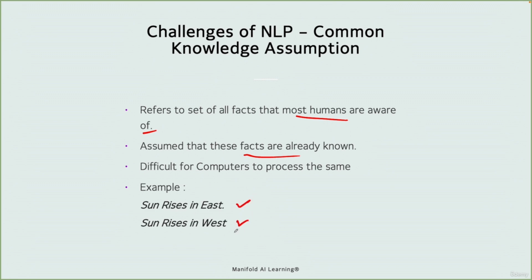Now, if you look into both of these sentences, for a human, it is very easy to identify that this is not at all a possibility, because from my common sense, I'm aware that sun always rises in the east. Sun cannot rise in the west. So I know as a matter of fact that the first sentence is the correct one, and the second sentence cannot even happen.